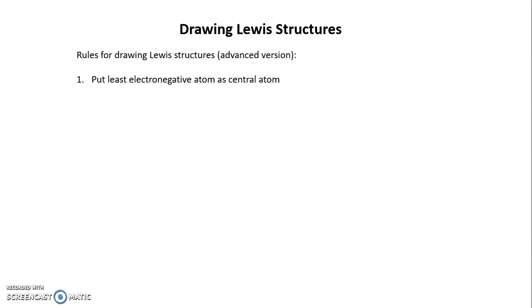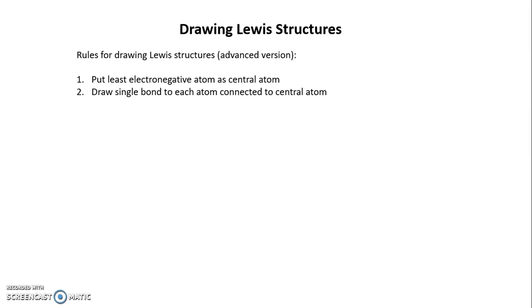Basically, you're going to take the least electronegative atom and put it as the central atom. You're going to draw a single bond to each atom connected to the central atom. So one of the problems you needed to do on the assignment that was due last night was the thiocyanate ion, which has the formula SCN, and it's an anion, so it's SCN minus.